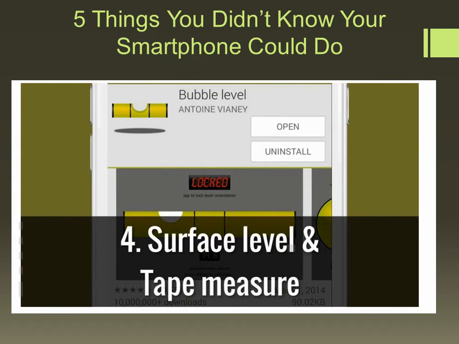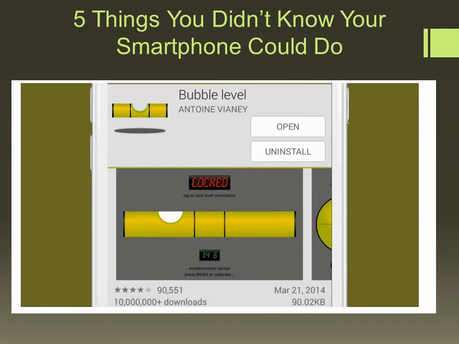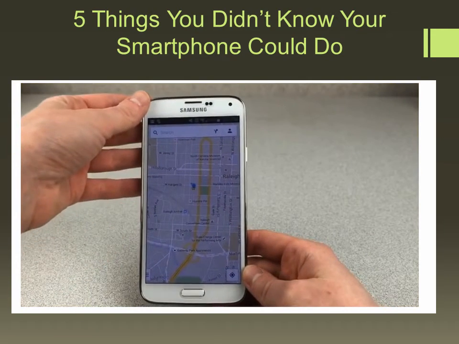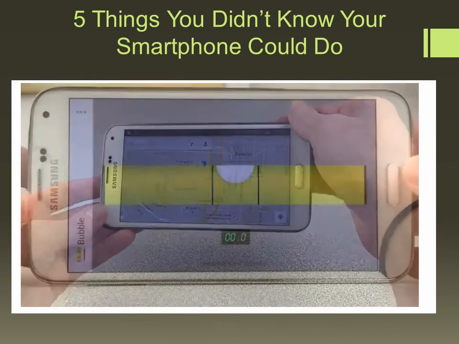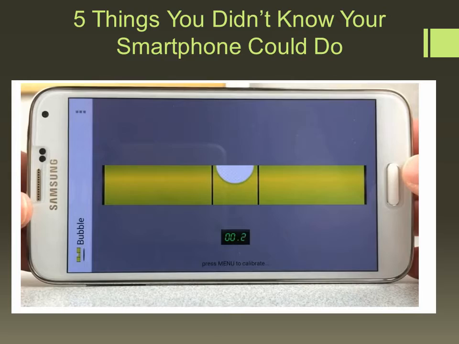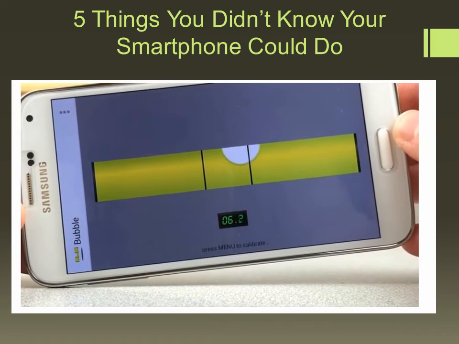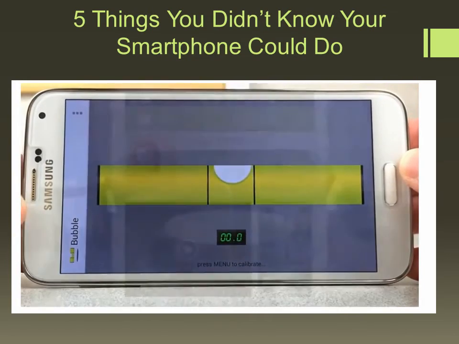Practical apps like Bubble Level for iPhone and Android turn your smartphone into a convenient multi-tool. These use your phone's accelerometer, the same thing that rotates the view of your screen when you change the position of your phone, to detect how level a surface is. Just set your phone on or against the surface of any given object.